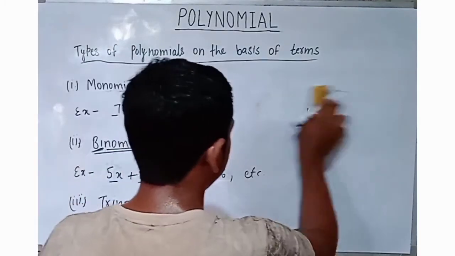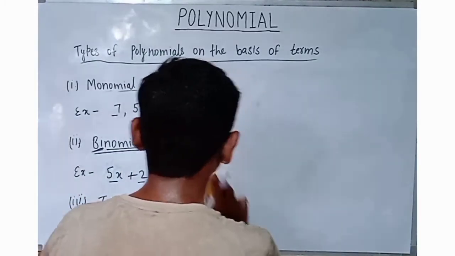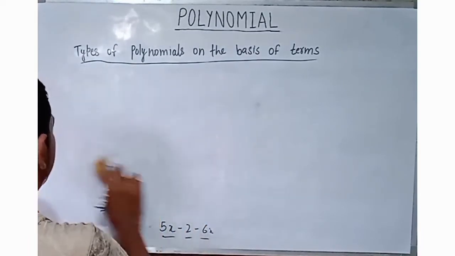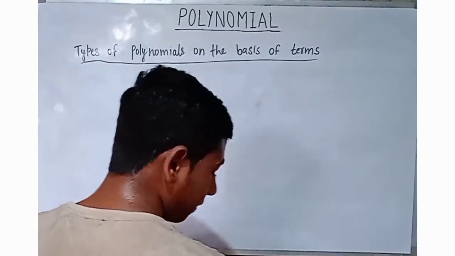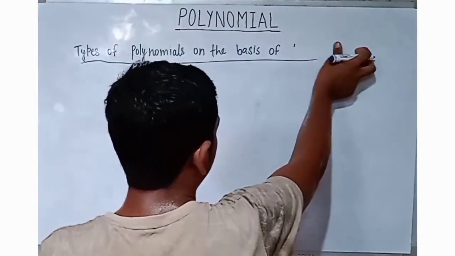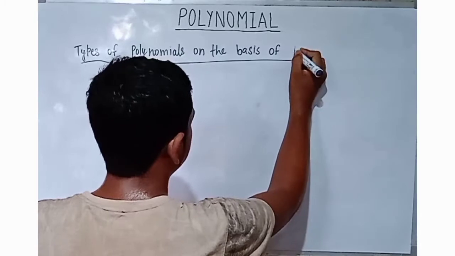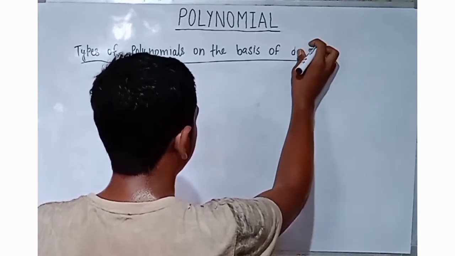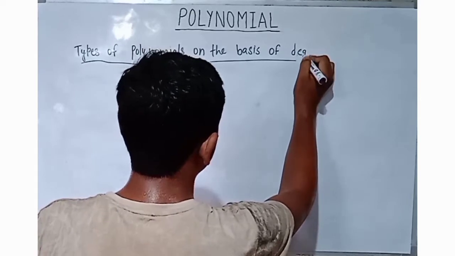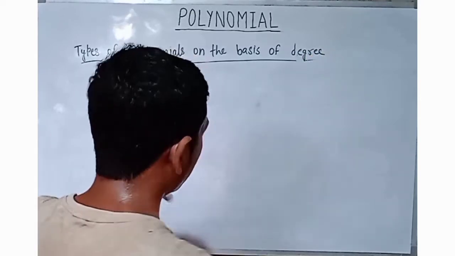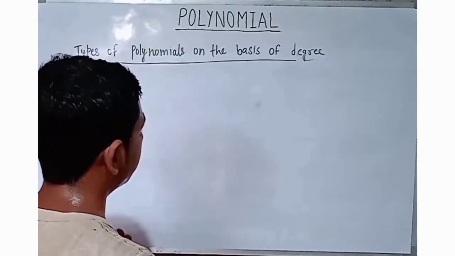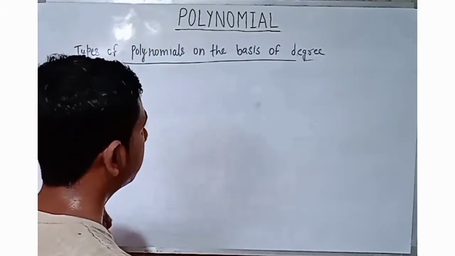Now we will see the types of polynomial on the basis of degree. If you remember what is degree, then it is the highest power of the variable, okay? Highest power of the variable. So here on the basis of degree, okay? On the basis of degree. So what is degree? The highest power of the variable in a polynomial will be the degree of that polynomial.